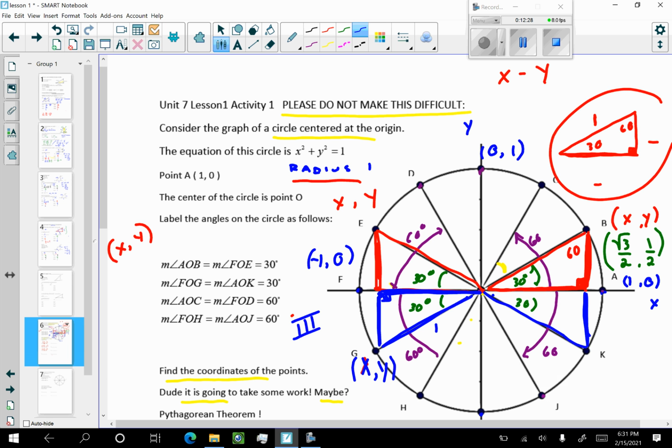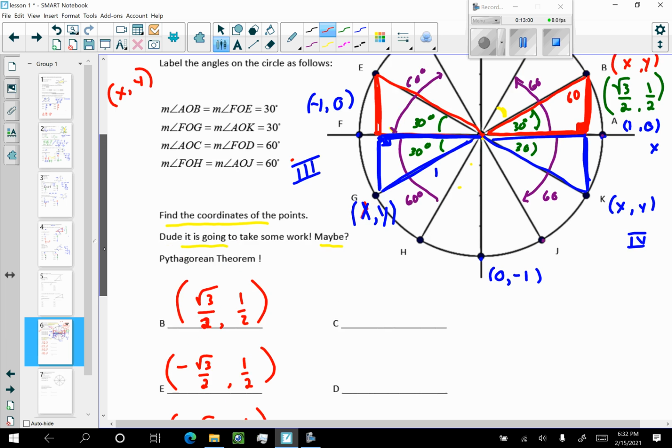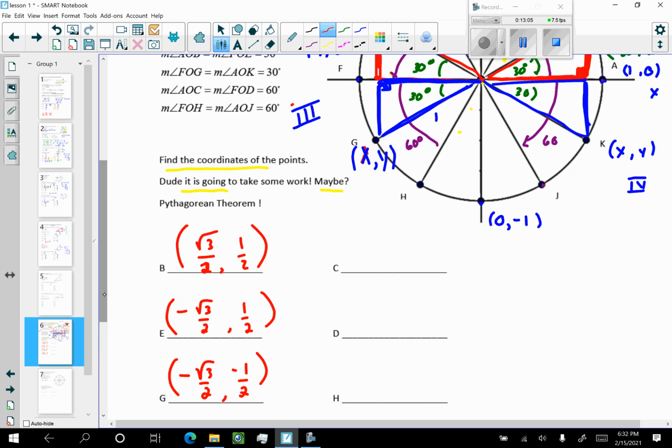I have another 30, 60, 90 still, but I'm in quadrant 4. I'm in quadrant 4. What do I know? The x's are positive and the y's are negative. So I just found the coordinates of points B, E, G, and K. Check this out now. Okay, we'll pause, let that soak in.